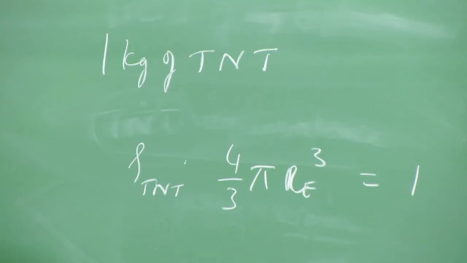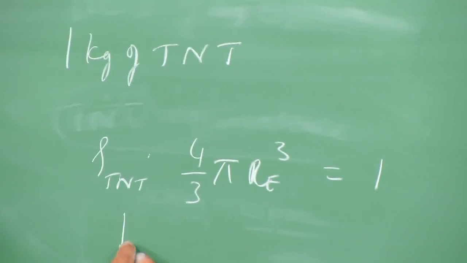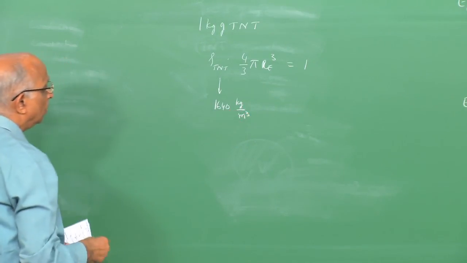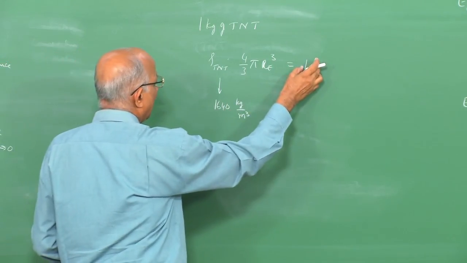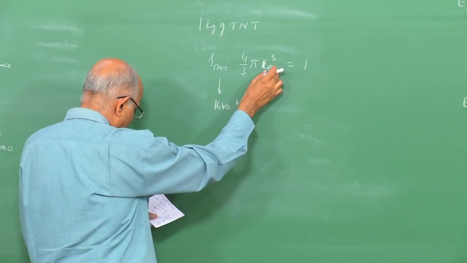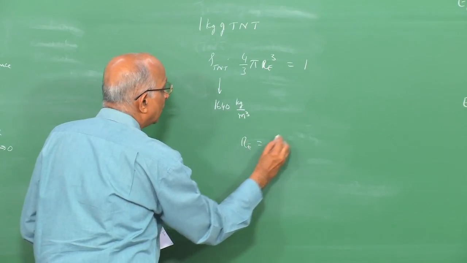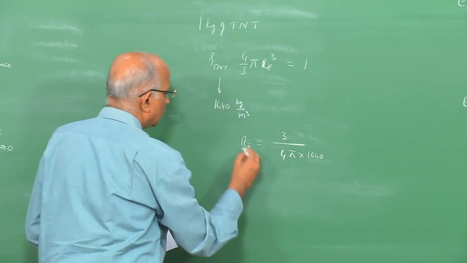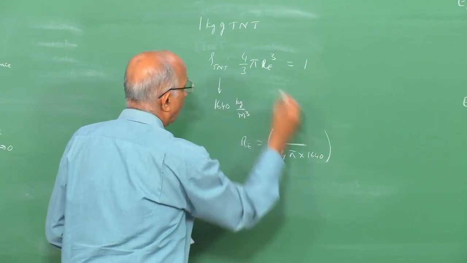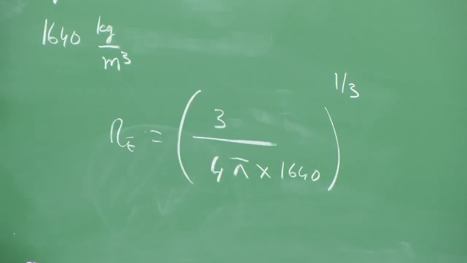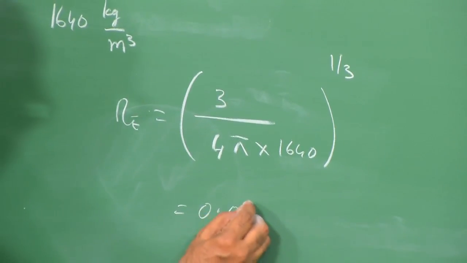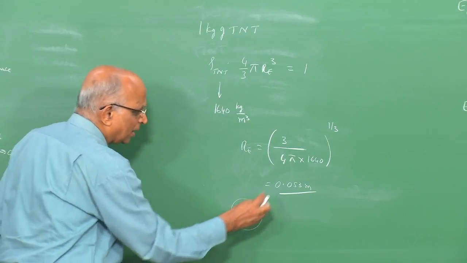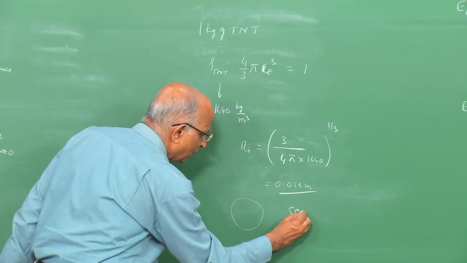Well, the density of TNT is around 1640 kilogram per meter cube, we saw this yesterday in the last class, and therefore, if the mass of TNT is 1 kg, I need to calculate the value of Re. Re is equal to 3 divided by 4 pi into 1640, so many meters, to the power of 1 by 3, and what I get is something like 0.053 meters. That means the radius is something like 5 centimeters.